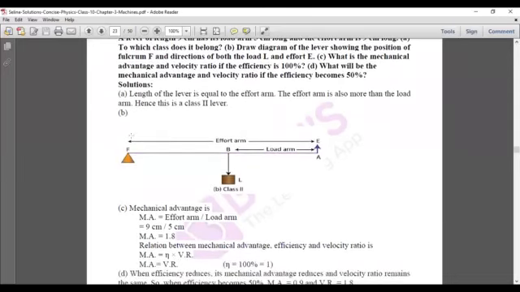So diagram we need to draw. We know that it is class 2 lever. So fulcrum will be here, load will be in the middle and effort will be at one end. Load and effort will act in the opposite direction. So load will be acting downwards and effort will be acting upward. Fulcrum to effort is effort arm and load to effort is load arm.